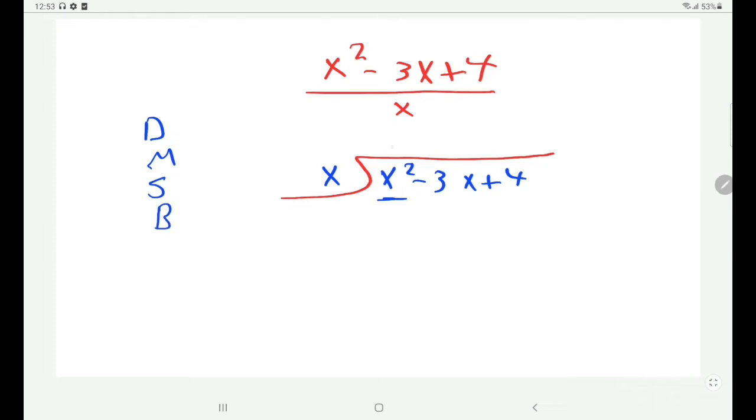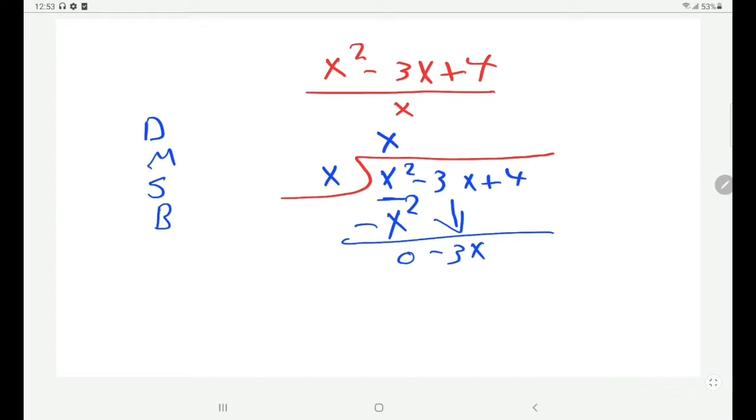x squared divided by x is just x. If you multiply x to x, it is x squared. Then you subtract, you get 0. x squared minus x squared is 0. You drop the negative 3x. Then you repeat the process again.